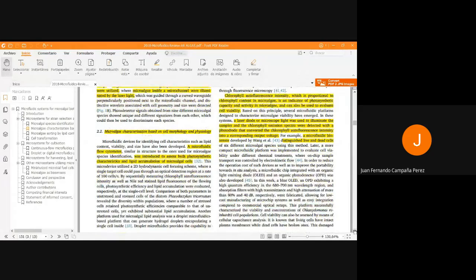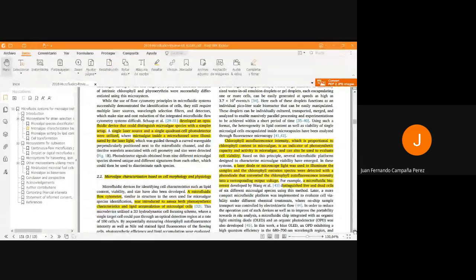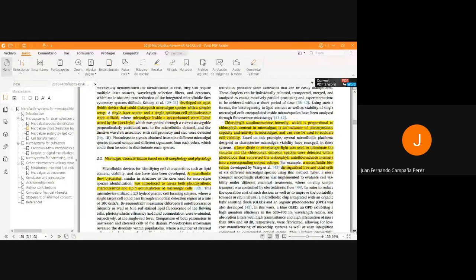Then we have the characterization based on the cell morphology and physiology. For example, one study introduced a microfluidic flow cytometer to assess both photosynthetic characteristics and lipid accumulation of microalgal cells. The chlorophyll autofluorescence intensity, which is proportional to chlorophyll content in microalgae, is an indicator of photosynthetic capacity and activity and can also be used to evaluate cell viability. For example, one of these systems is a microfluidic biosensor developed by Wang to distinguish live and dead cells.